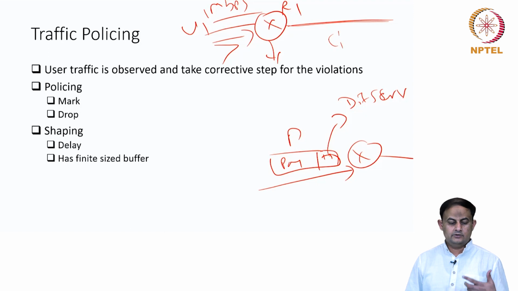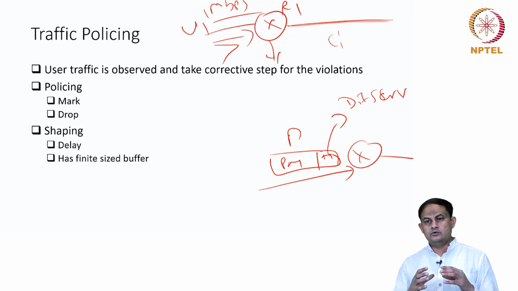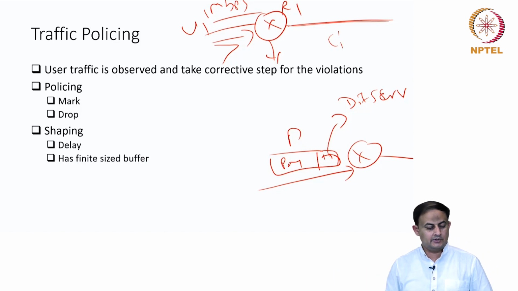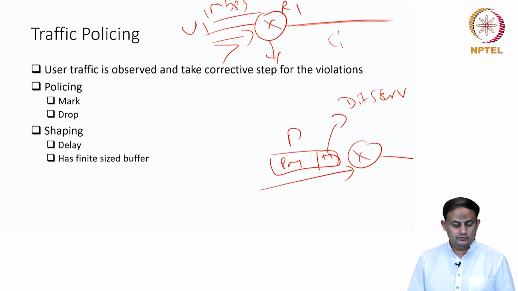Then you actually do the shaping. In order to enforce the constraint that I will not be transmitting more than what is agreed upon, you do the shaping. So, what are the things that you do inside the shaping?